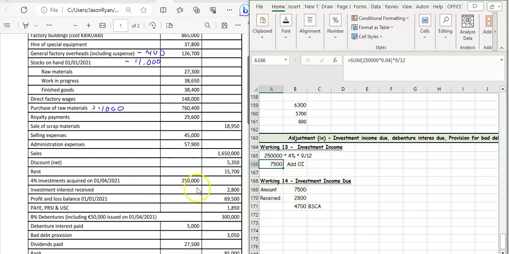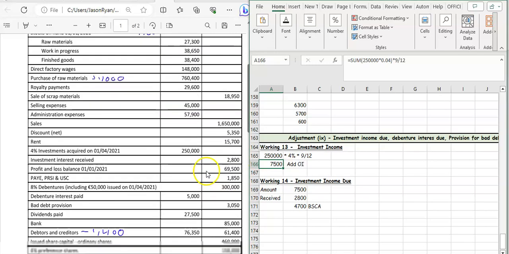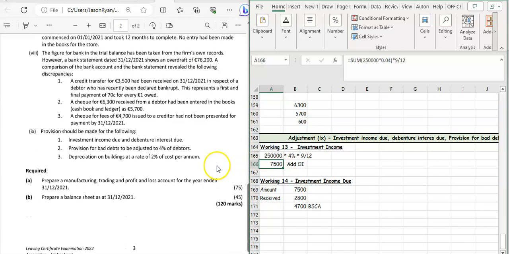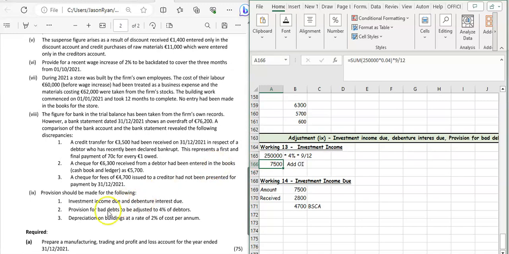And then we have received some investment income, 2,800. So we're going to take that away from the 7,500, and that's going to give you what's due to go into your balance sheet as a current asset. Remember, this 250,000 is also your financial asset that goes into your balance sheet as well underneath financial assets. So that's how you answer the first part of the provisions, recording or calculating the investment income due.